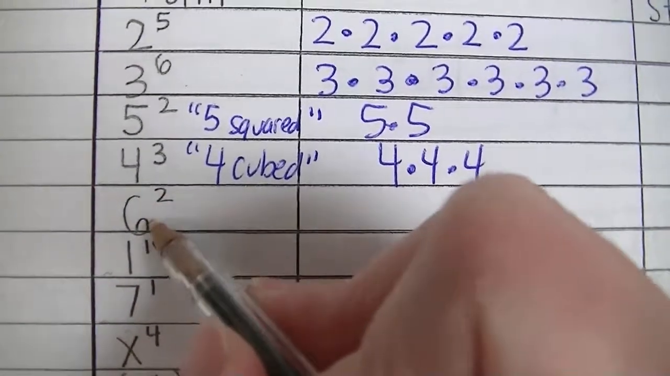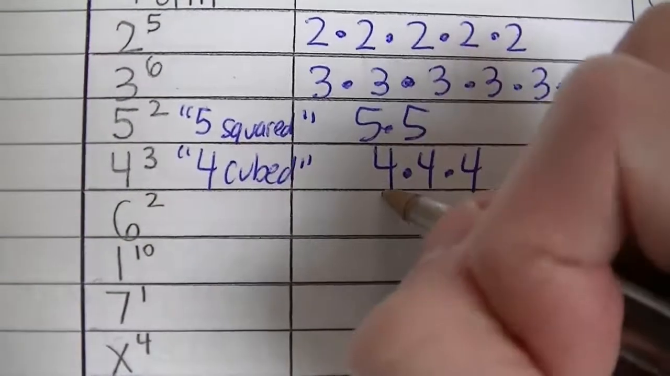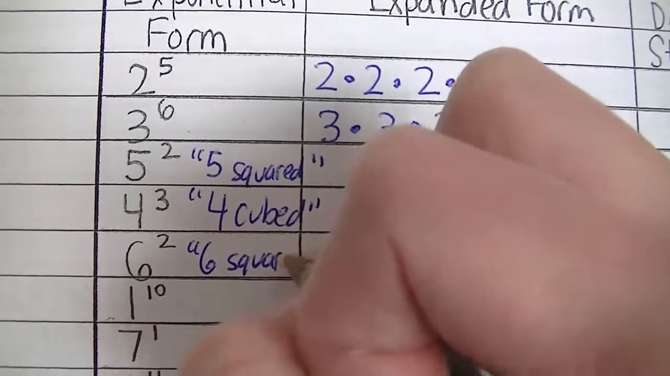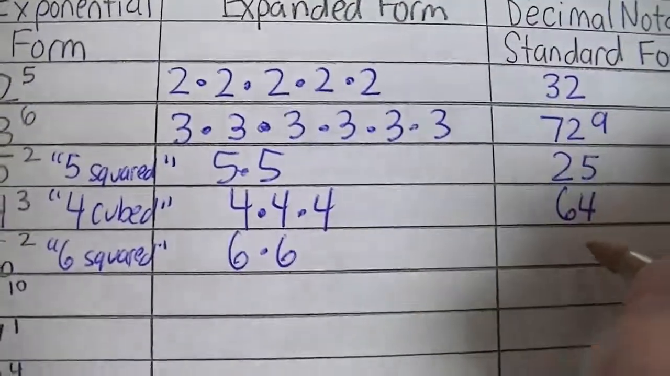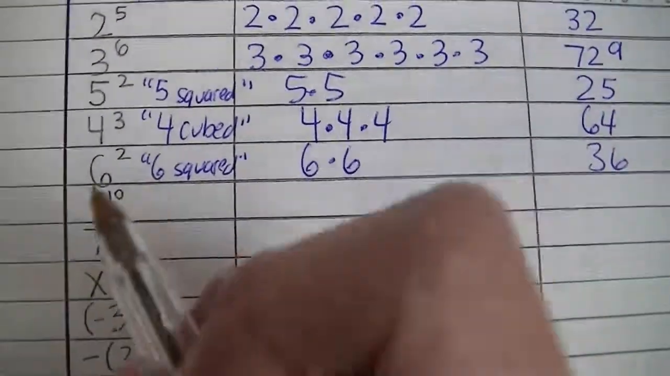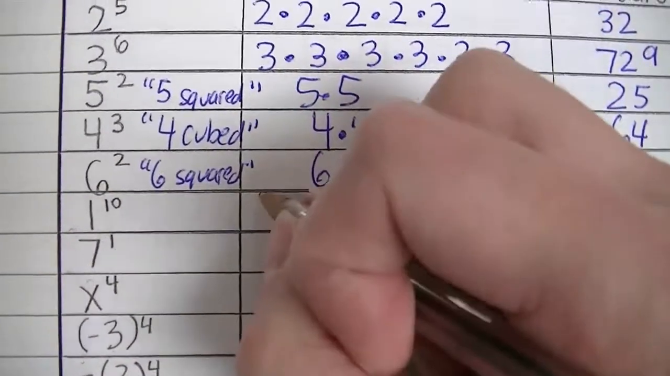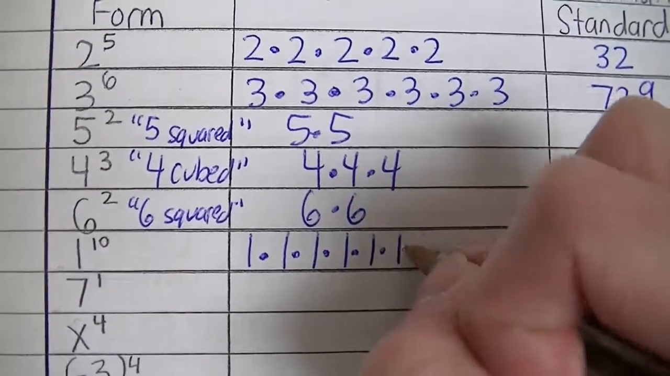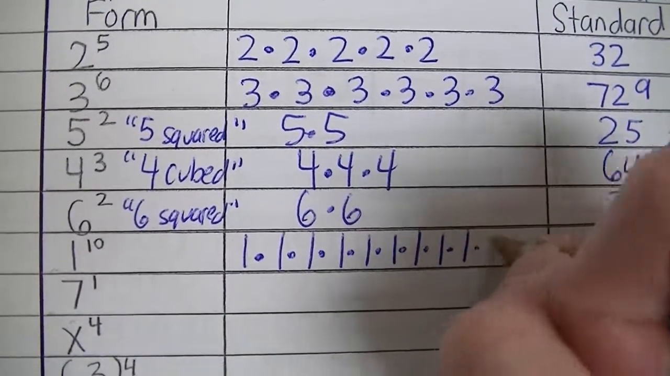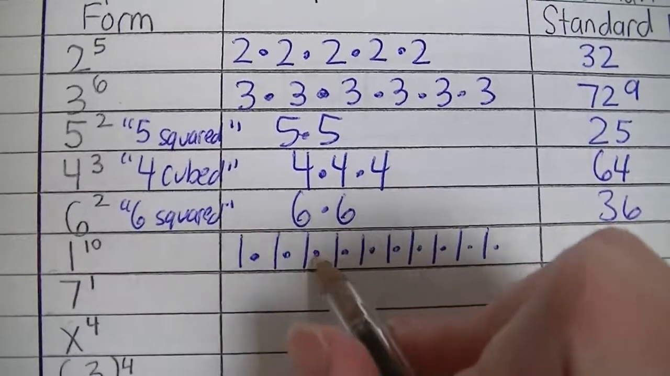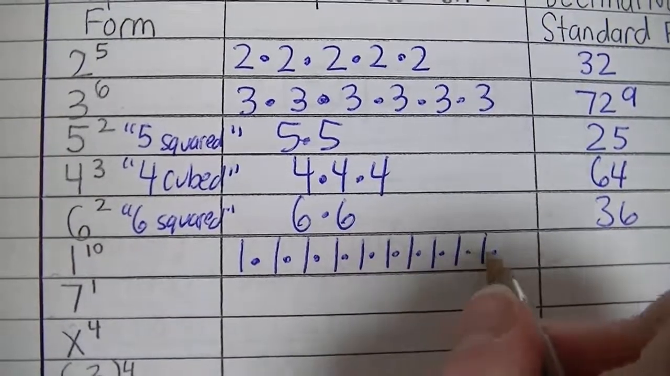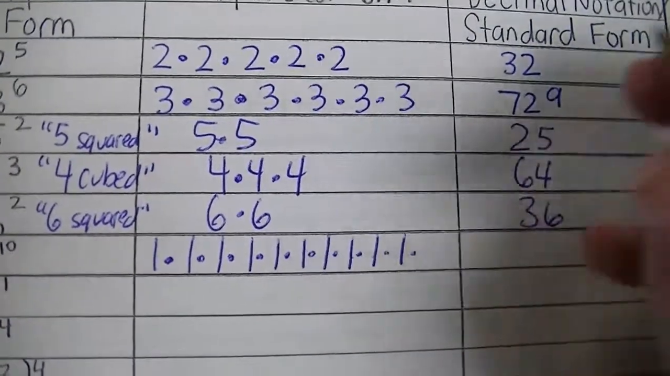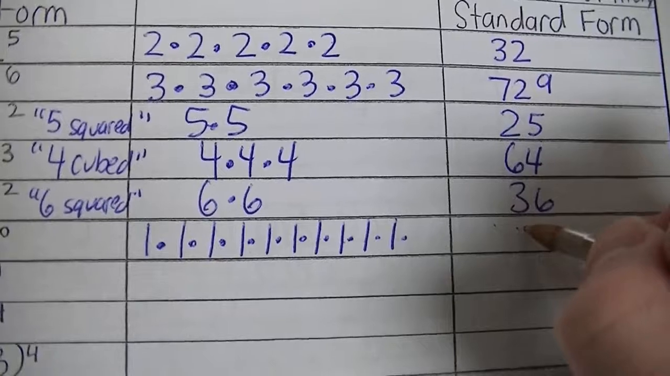Okay, how would you say this one out loud? 6 squared. 6 times 6 is 36. Okay, 1 to the 10th power. Here it is expanded out. 1, 2, 3, 4, 5, 6, 7, 8, 9, 10. Sorry, I didn't need that last little bit right there. Pretend that's not there. Okay, 1 to the 10th power is just 1.